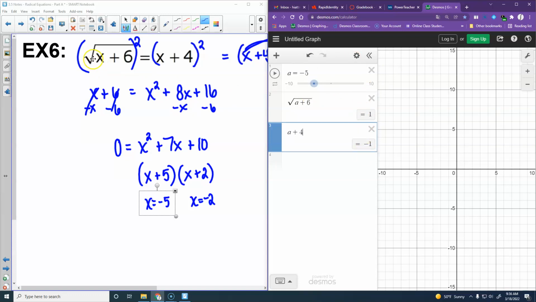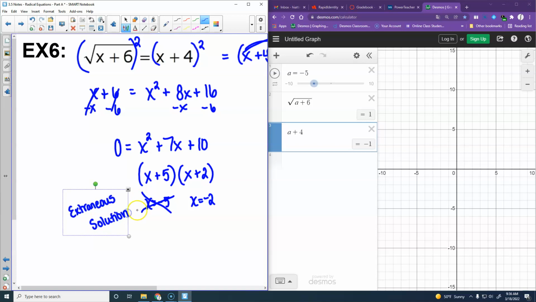If I plug in over here, I get a positive 1. If I plug in on the right-hand side, I get a negative 1. So this is not an answer. This is what we call an extraneous solution. All right, so it's not an answer. We would mark it out. Hopefully, negative 2 is going to be an answer. And you can see, when I change that to a negative 2, both of those equal 2. So that does work.